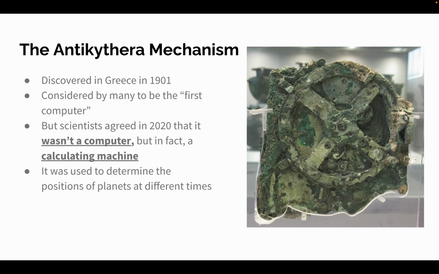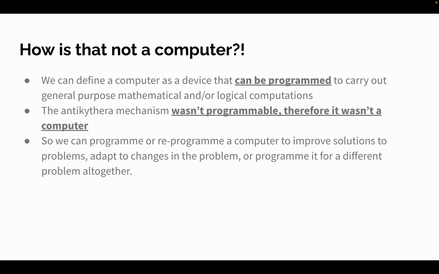But in 2020, scientists came to the consensus that this wasn't a computer, but a calculating machine. So how is that not a computer? We can define a computer as a device that we can program to carry out general purpose mathematical and/or logical computations. Because the Antikythera mechanism could not be programmed, we can't call it a computer. It had one single purpose.